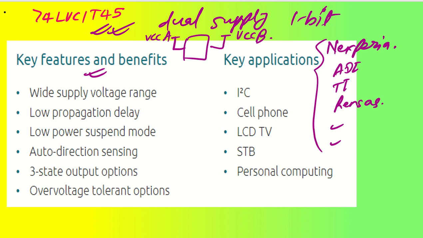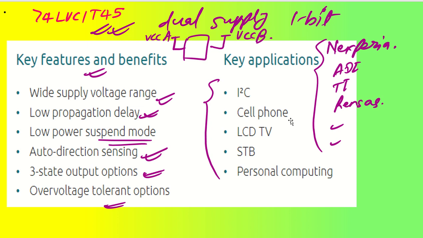Okay, so you can see it has very wide voltage ranges, low propagation delay, and a low power suspend mode, so when we have low power it can go to suspension. It has auto direction sensing, a tri-state output option, and a voltage tolerant option. It can be utilized in a lot of applications like I2C lines, cell phones, LCD TVs, set-top boxes, or personal computing as well.